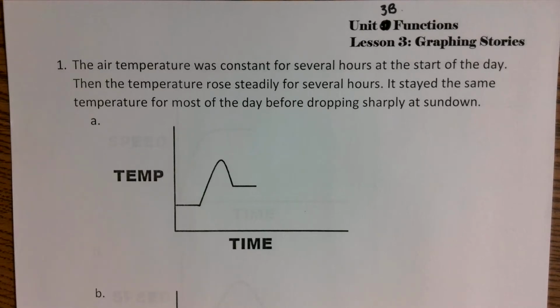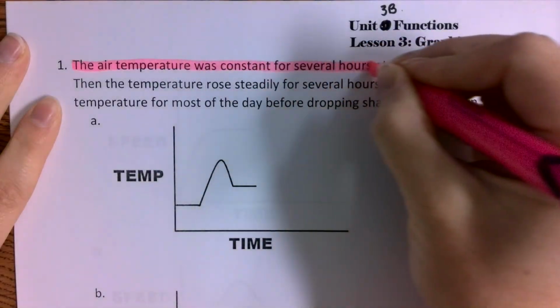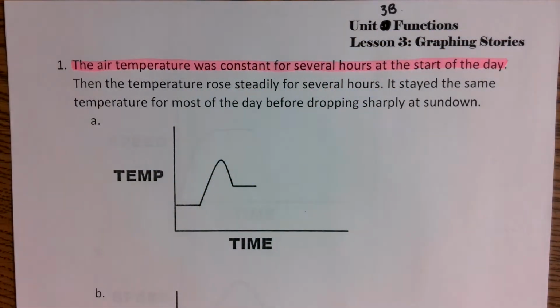So we're going to start with the very first part. The very first part says that the air temperature was constant for several hours at the start of the day. What does constant mean? What kind of visual representation do you think a constant temperature would mean? Do you think it goes up, it goes down, it stays flat? Maybe it goes up quickly, maybe it goes up slowly. What does constant represent? David?